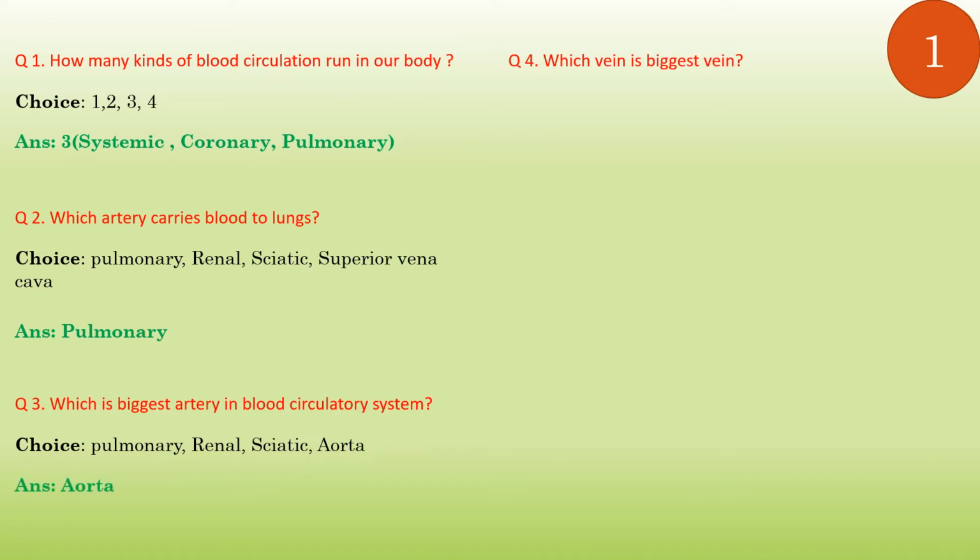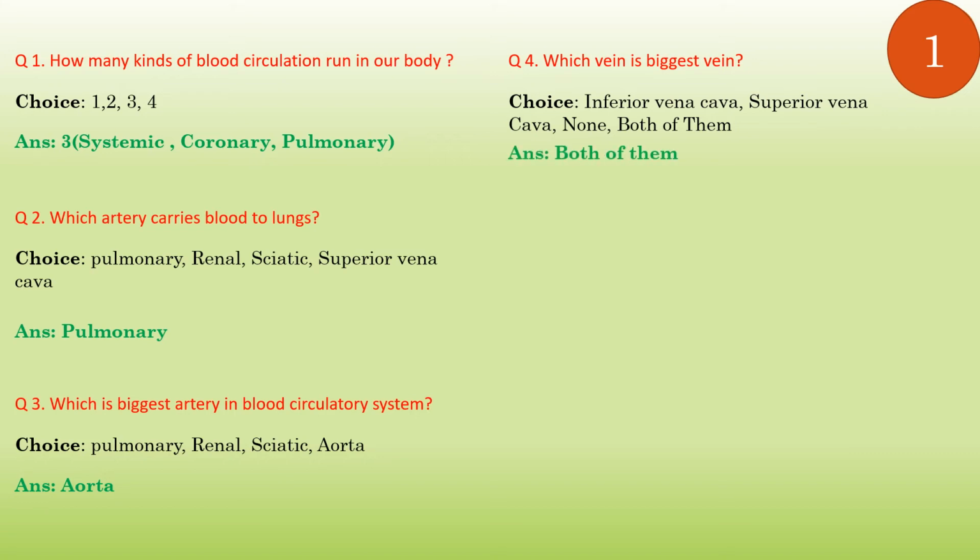Which is biggest vein in our body? Choices are inferior vena cava, superior vena cava, none of them or both of them. And the answer is both of them. Vena cava, they actually bring blood to the heart, and these are actually bifurcated into the upper one, which is superior, going towards the head, and the lower inferior one going towards the lower part of the body.